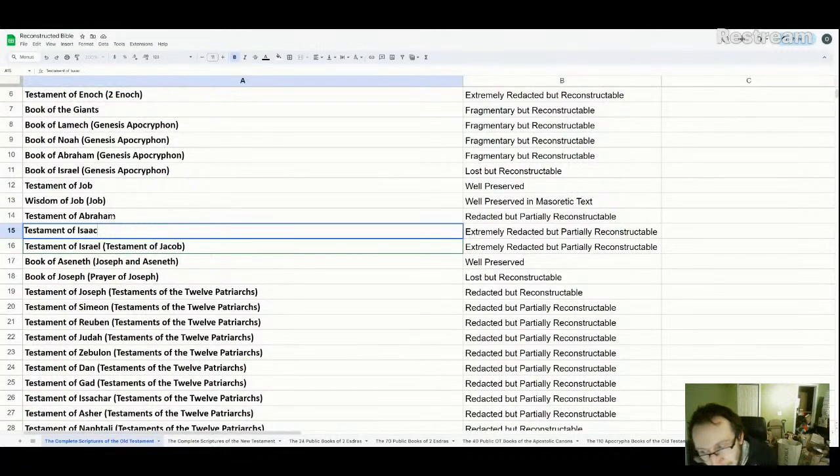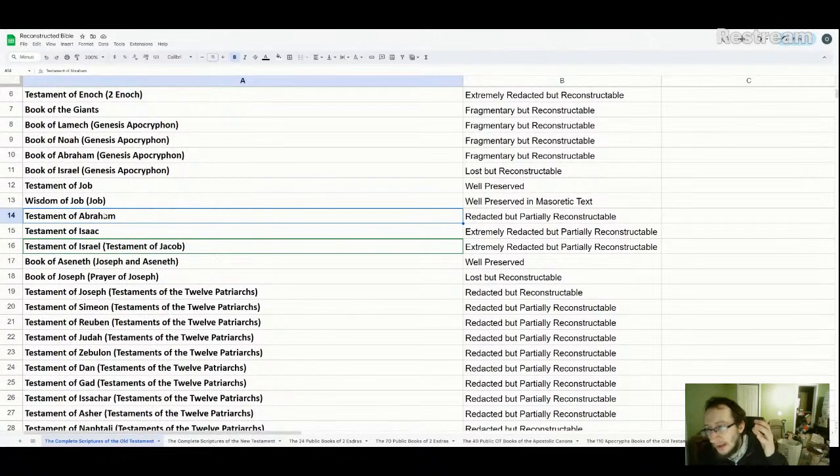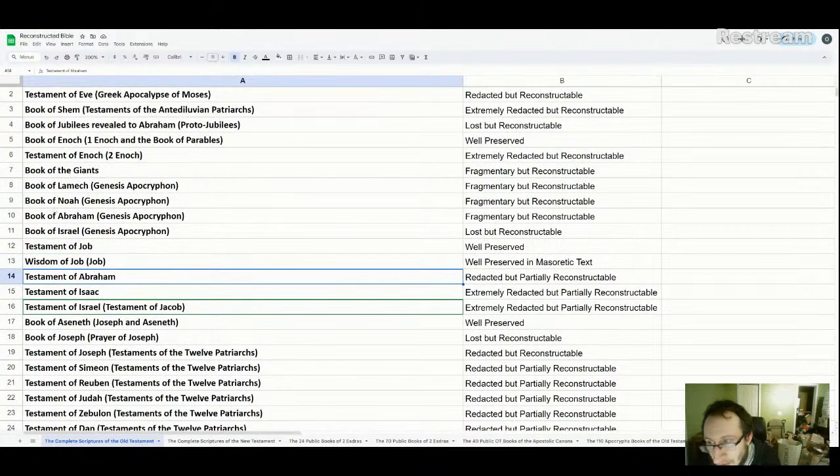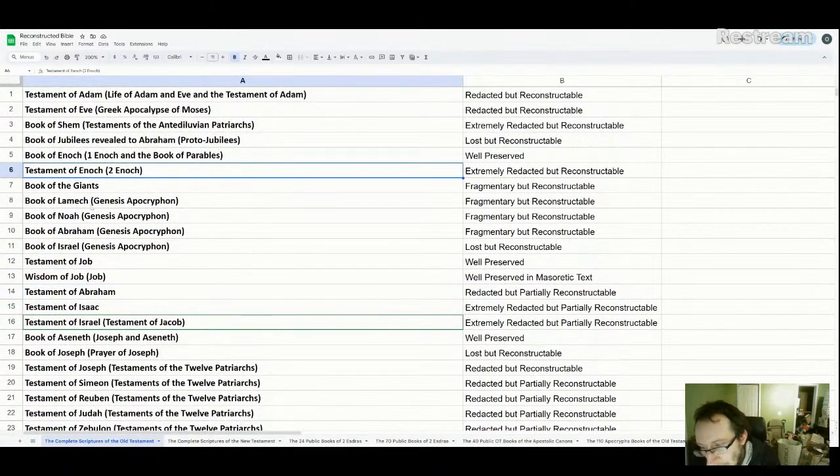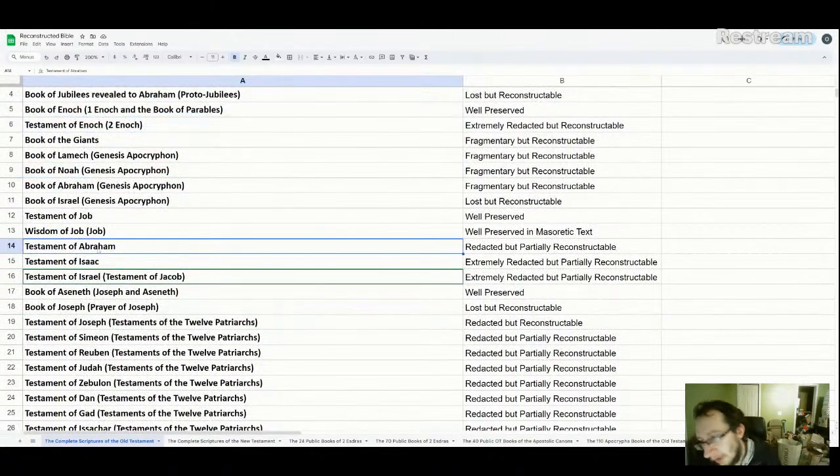And Testament of Abraham is better preserved, I would say, because Testament of Isaac and Jacob are significantly short and they're heavily Christian. Testament of Abraham, on the other hand, is much less Christian, and it's a longer book preserved. So Testament of Abraham seems to preserve a much better form of the book. And like with Second Enoch, there's two versions. There's a long and short version.